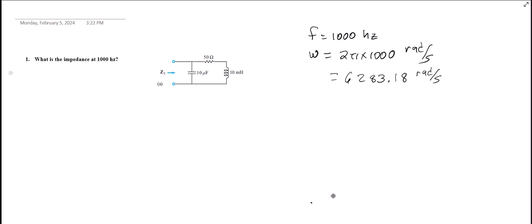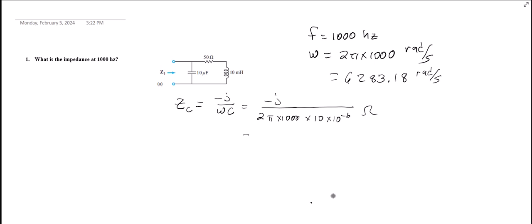Okay, so we need to change the capacitor and the inductor to the phasor domain. The impedance of the capacitor is minus j over omega C. So that's minus j over omega, which I'm just going to write as 2 pi times 1,000, times C, which is 10 times 10 to the negative 6, and this would be in ohms.